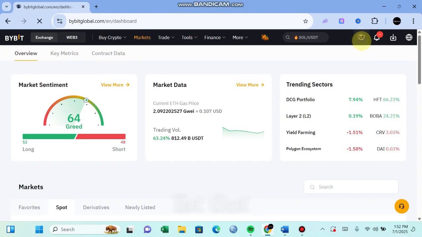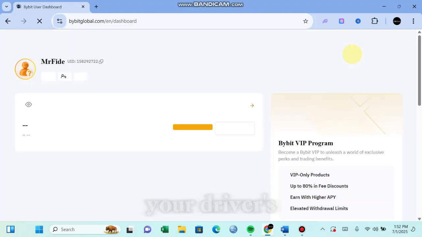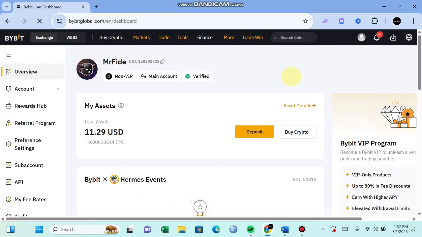After signing up, the next step is for you to verify your account. You can come to this place that I click, and from there, you can verify your account using your NIN, your driver's license, or your ID. Once your account is verified, then you are good to go.